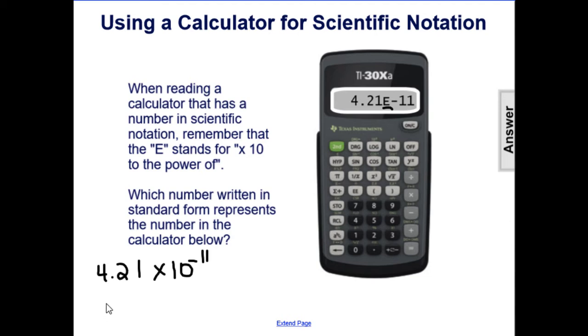It would be 0. and 10 zeros, and 4, 2, 1. So again, it's much easier to read on the calculator with the E instead of having 10 zeros. It might not even fit all the way on your screen.